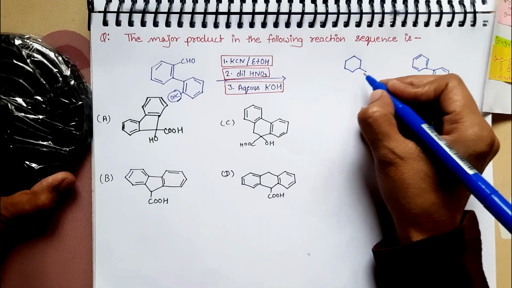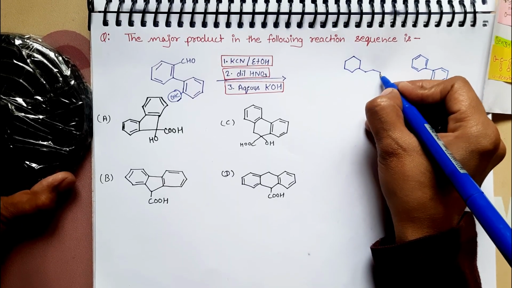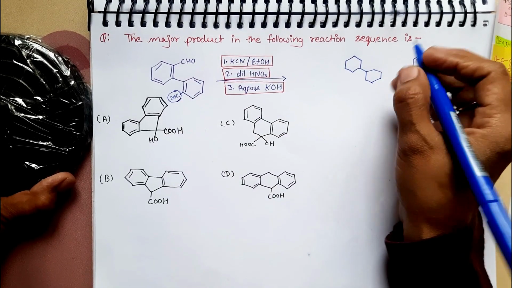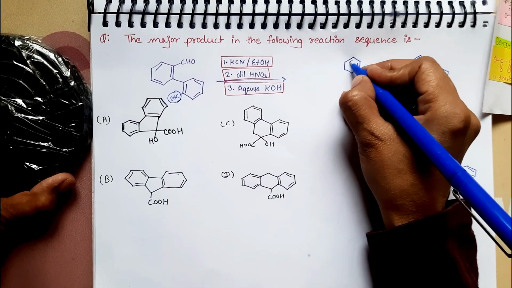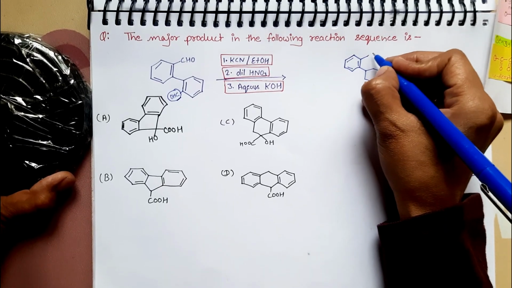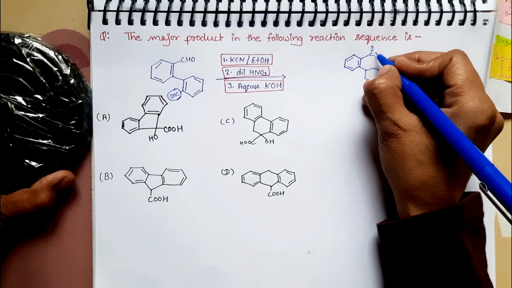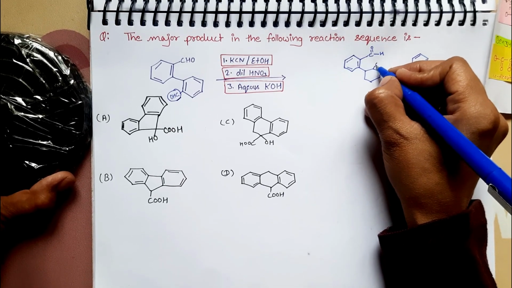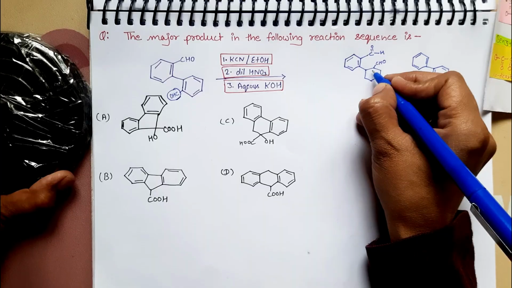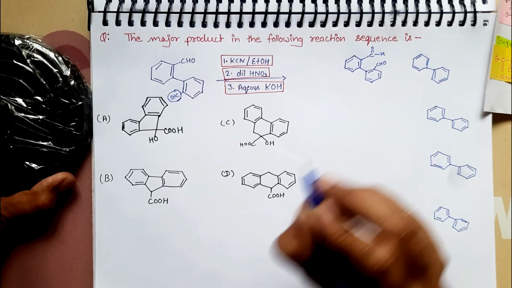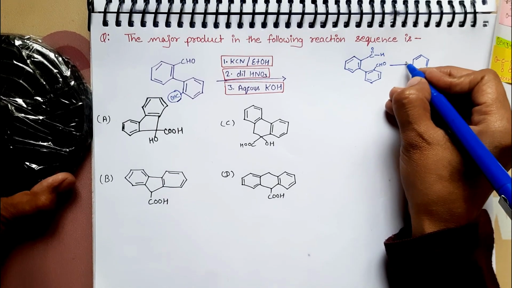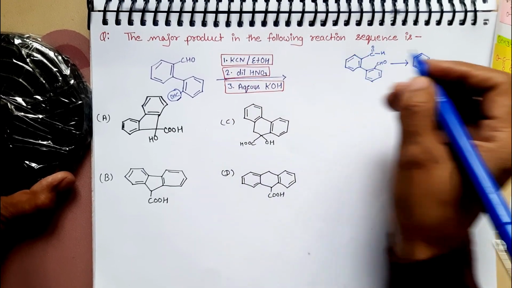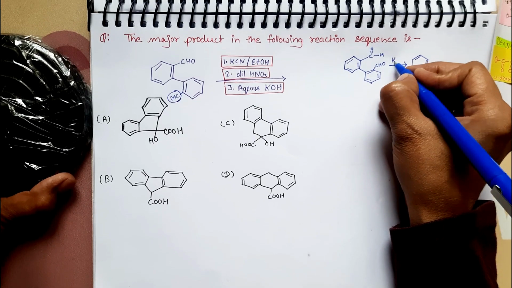So here we rotate this ring. Here we have one aldehyde group, and here also we have one aldehyde group. In the first step, they give KCN in the presence of ethanol. So we react with KCN.